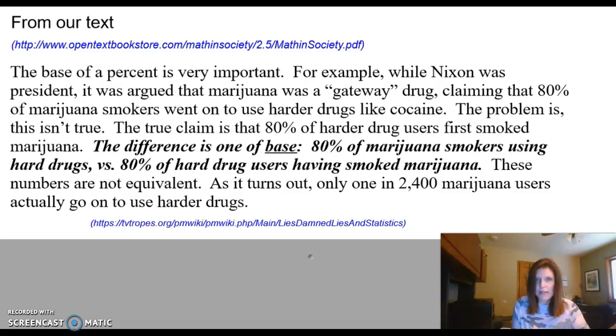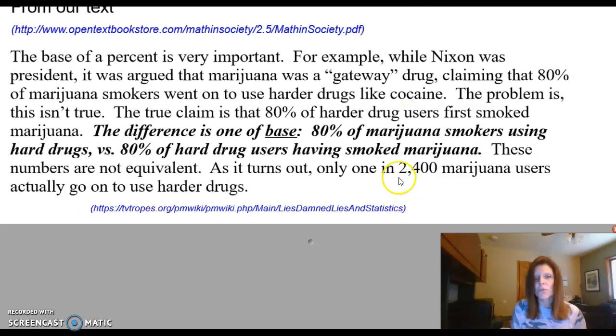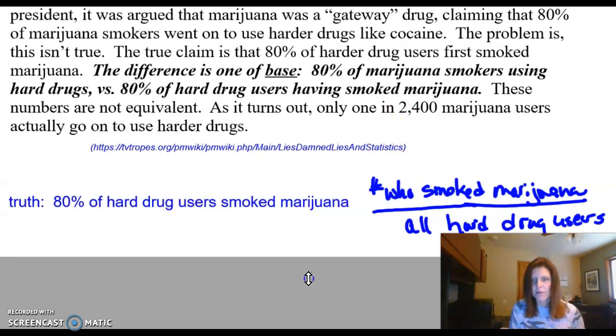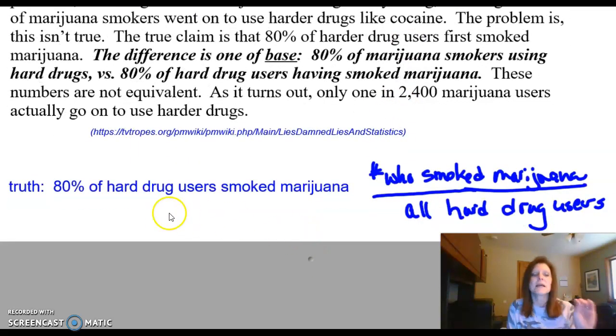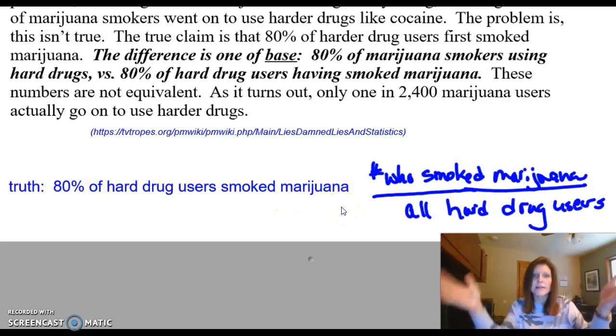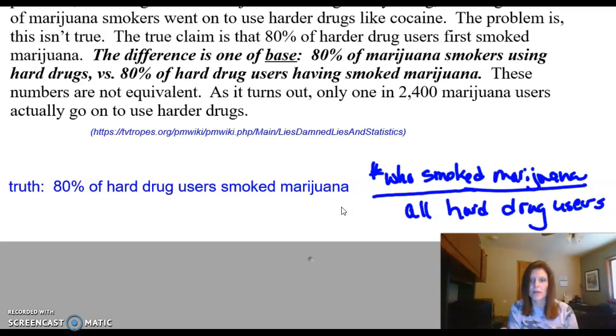The one is saying out of everybody who uses marijuana, the other one's saying out of everybody who is using hard drugs. Okay? So the truth is 80% of hard drug users smoked marijuana. So out of all of my hard drug users, 80 out of every 100 of those first used marijuana. That's what the 80% is. It's not out of all marijuana users.